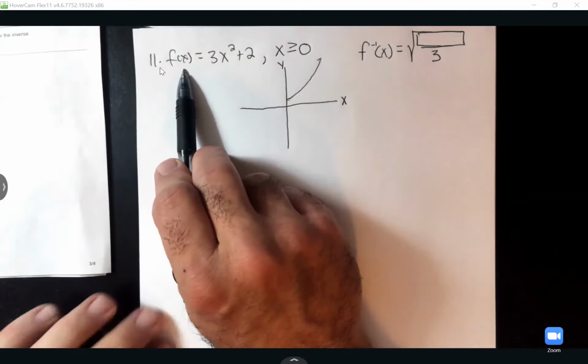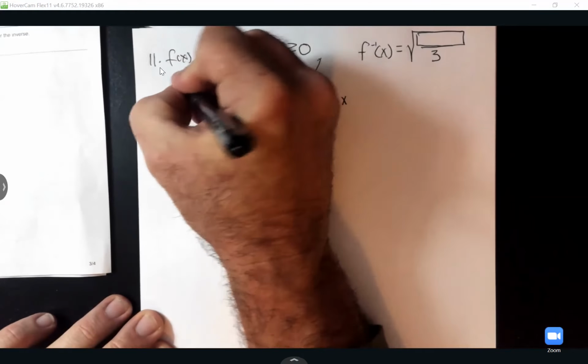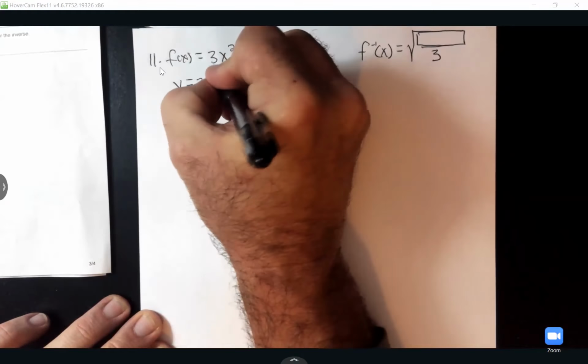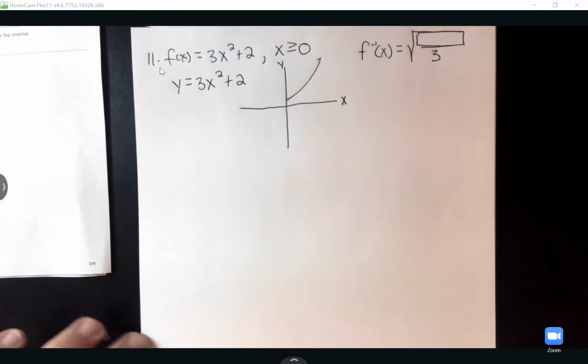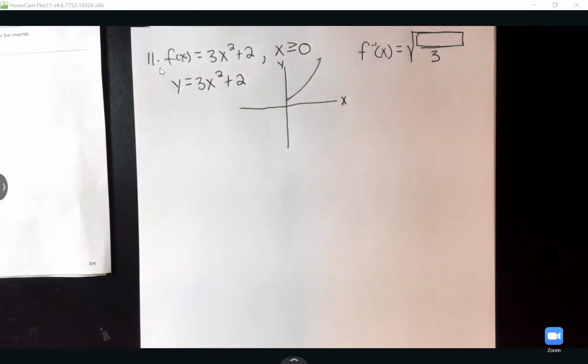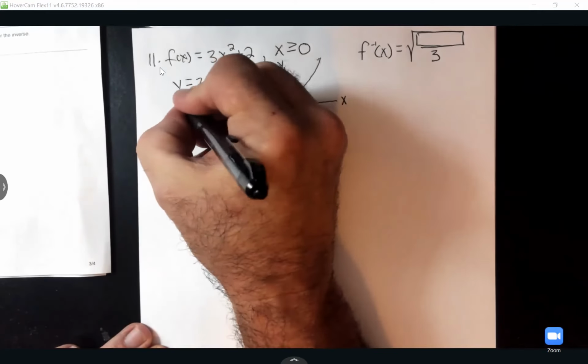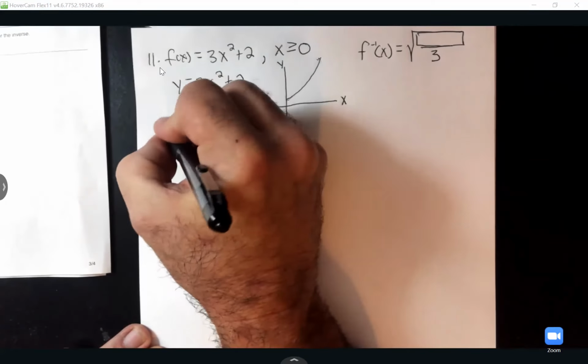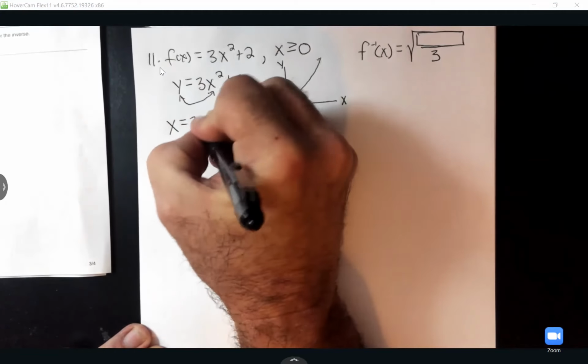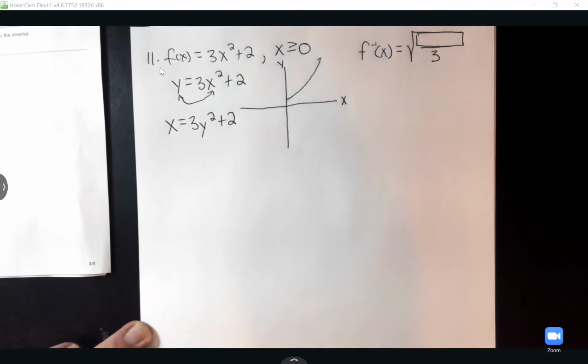Since we're going to find the inverse, we're going to switch that f of x with a y. So you're going to get y equals 3x squared plus 2. All right, next step. Swap that x and y, remember, come in and switch them around. So you get x equals 3y squared plus 2.